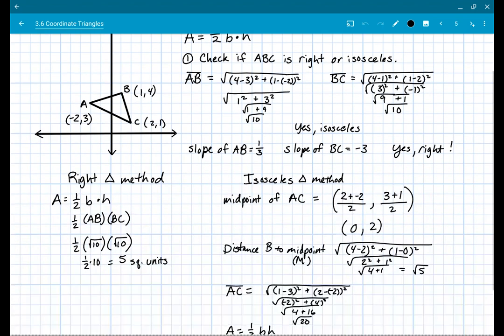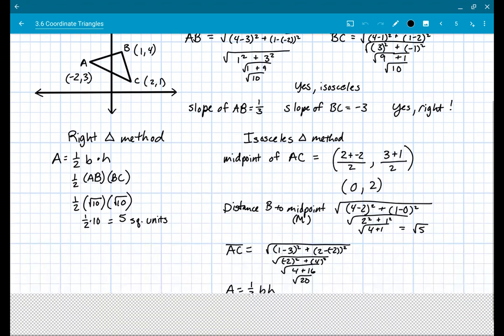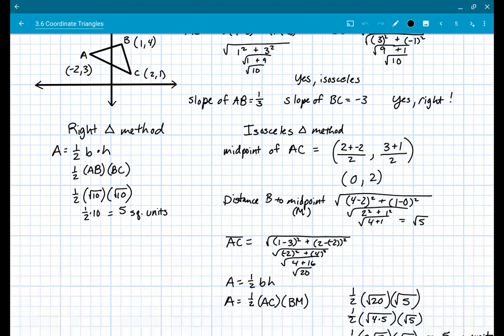So if I find the midpoint of AC, it's at (0, 2). That's nice. Nice easy numbers. Next, we need to find the distance from B to M, and we're going to use that as our height. I got the square root of 5. For our base, we're going to use the distance from A to C, which I got square root of 20.